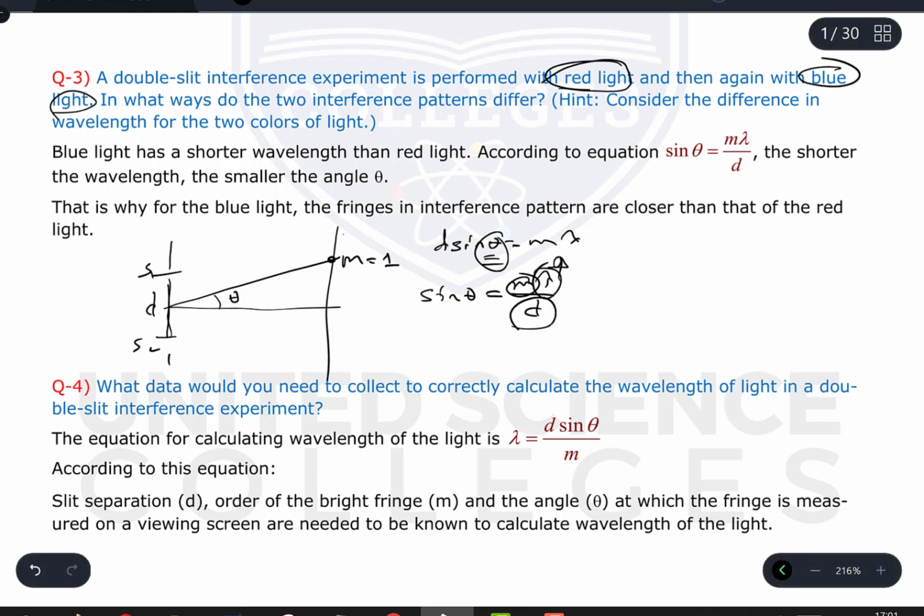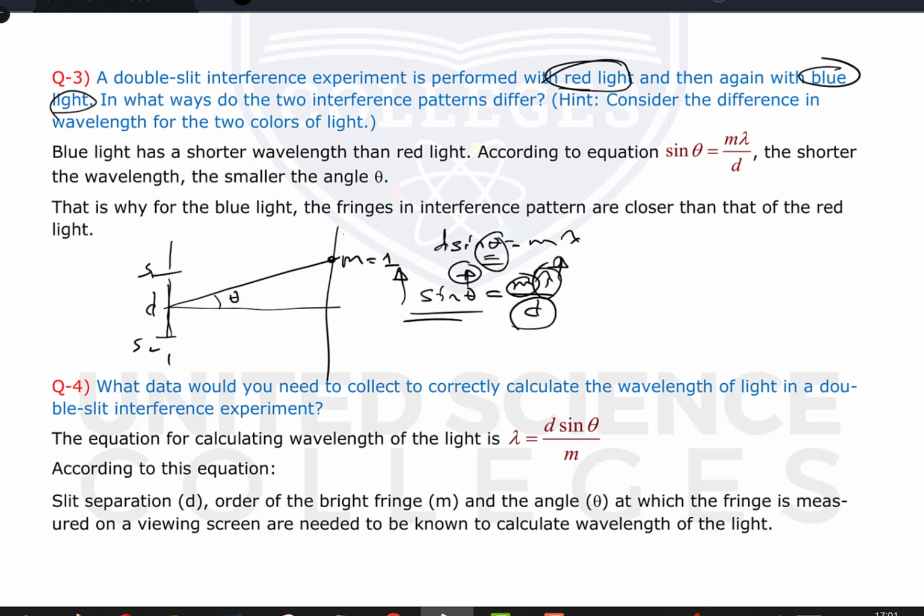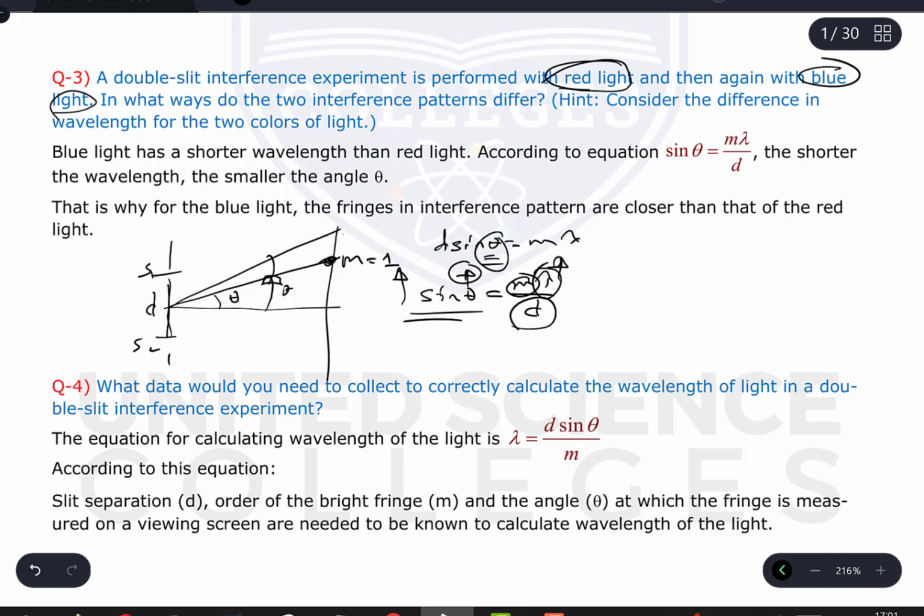If lambda is longer, sin theta is going to be greater, which means theta is going to be larger. As wavelength increases, the angular displacement and the position angle of the fringe will increase. For example, this is m equals 1 for the longer wavelength light, which is red. This is m equals 1 for blue light. Because blue has a shorter wavelength, its position angle or angular displacement is going to be small. For red light, its position angle or angular displacement is going to be big.